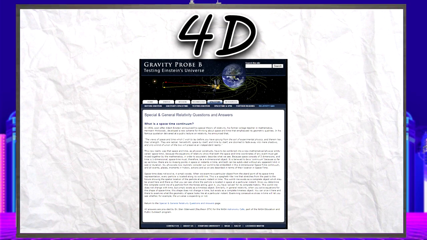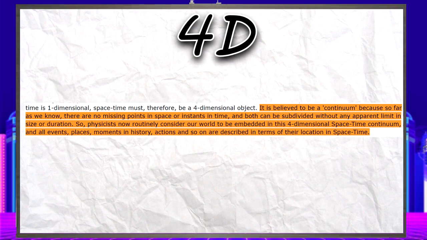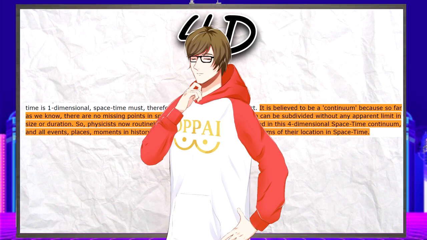According to this Stanford article, it is believed to be a continuum because, so far as we know, there are no missing points in space or instance in time, and both can be subdivided without any apparent limit in size or duration. So, physicists now routinely consider our world to be embedded in this four-dimensional space-time continuum, and all events, places, moments in history, actions, and so on are described in terms of their location in space-time. As we have determined, there are no missing points in space-time, we call it a continuum, and we consider it impossible for these missing points to even happen.